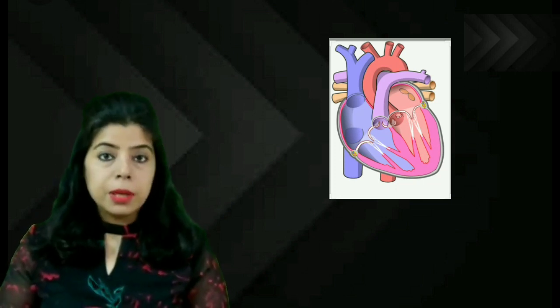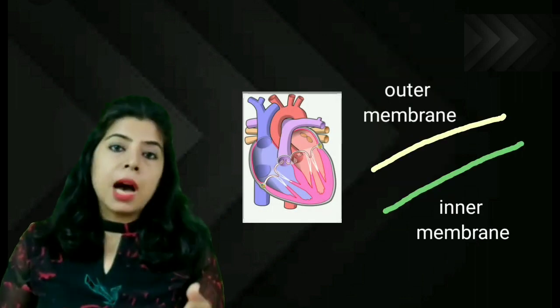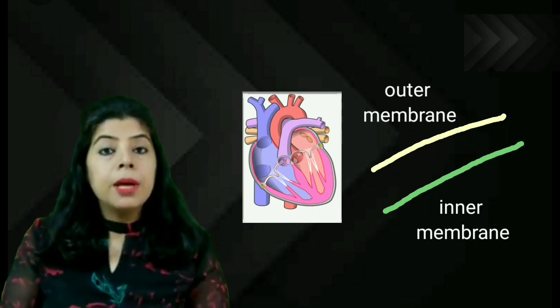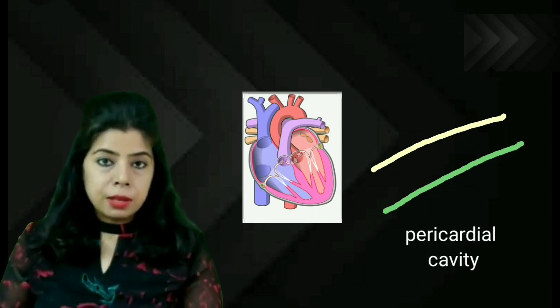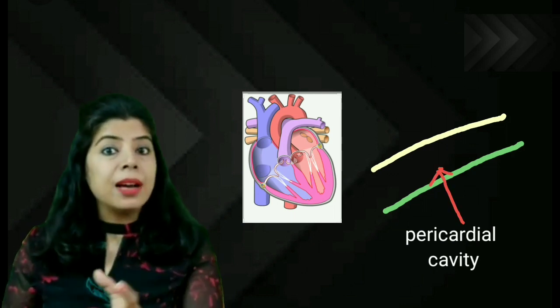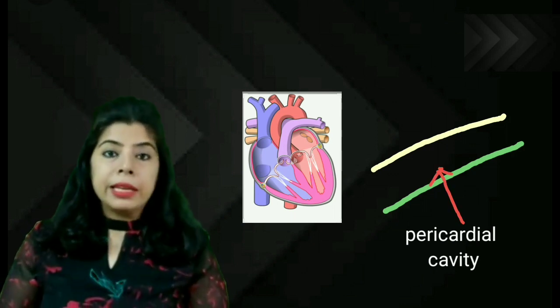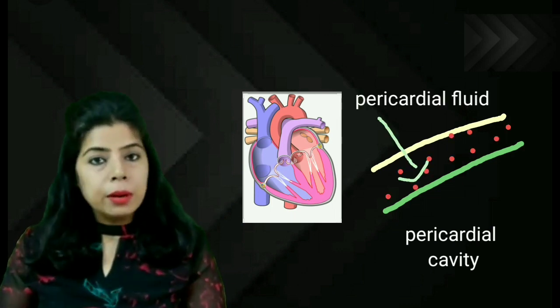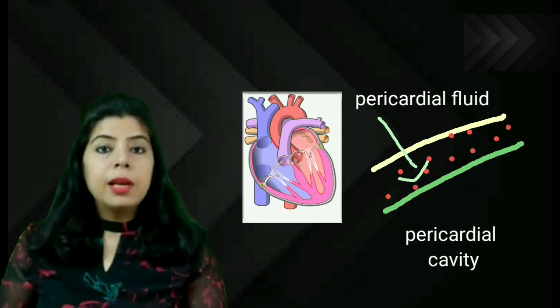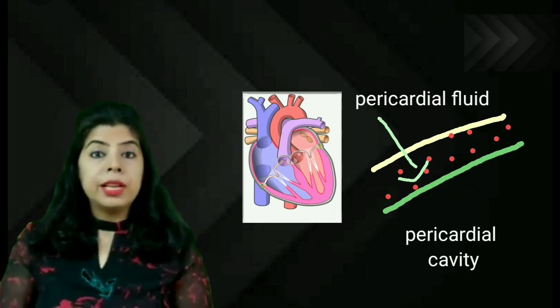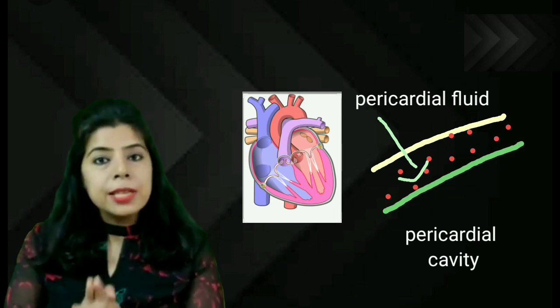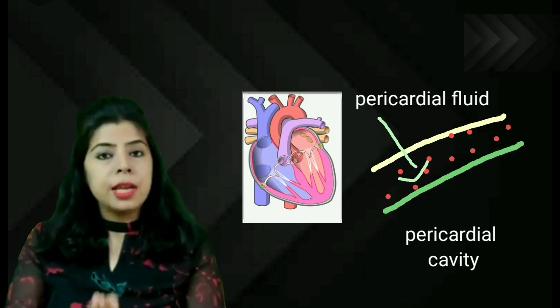This pericardium is a double layer membrane. There is an inner membrane and there is an outer membrane. Now, between these two membranes which form the pericardium, there is a pericardial cavity. Cavity means an open space. And this pericardial cavity contains a fluid which is called the pericardial fluid. This pericardial fluid plays a very important role because it acts as a lubricant and protects the heart from any kind of injuries and shock.